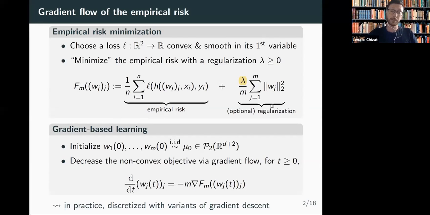But in practice, it's often observed that gradient-based methods perform well or give satisfactory results on such functions. And so this is a fact that we will partly explain in this talk. And so we consider specifically the following training dynamics.